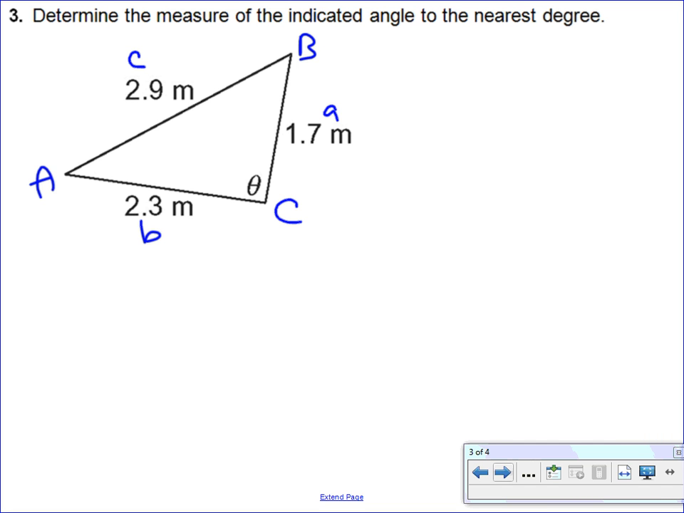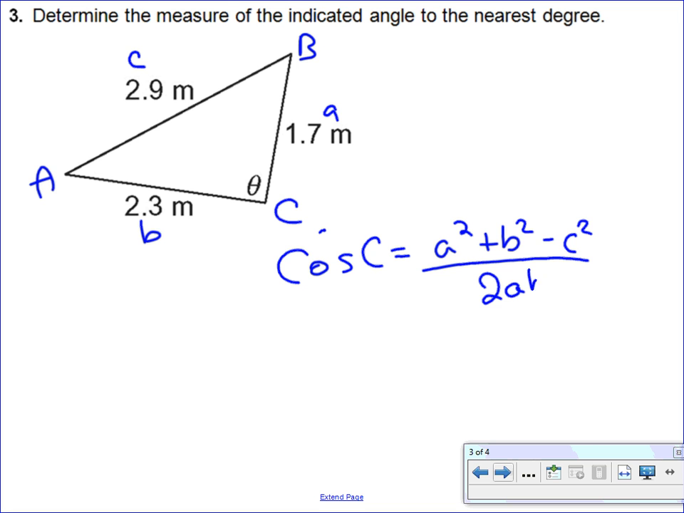Okay. Aaron, does this make sense what I'm doing here? Nothing was labeled. I know I want to find that, so I labeled it C, okay? Now I have cos C. Cos C is equal to A squared plus B squared minus C squared all over 2AB.